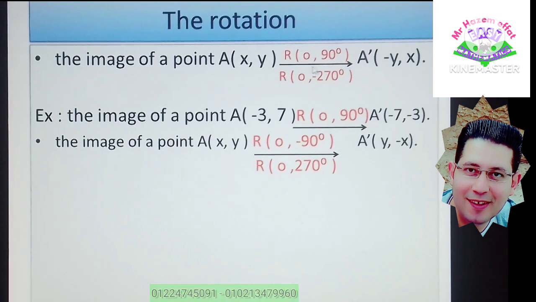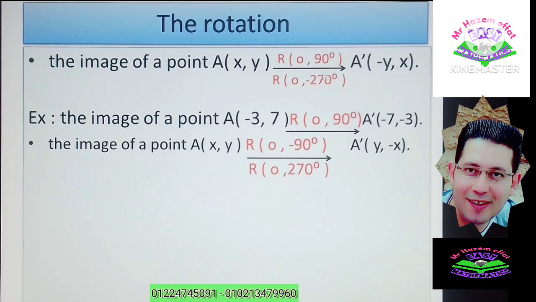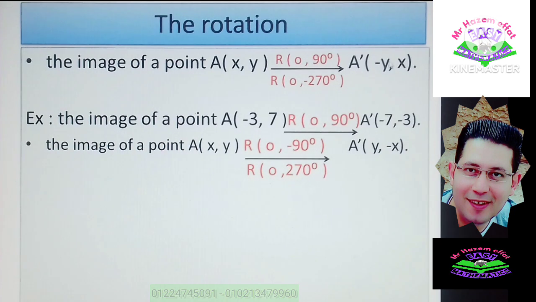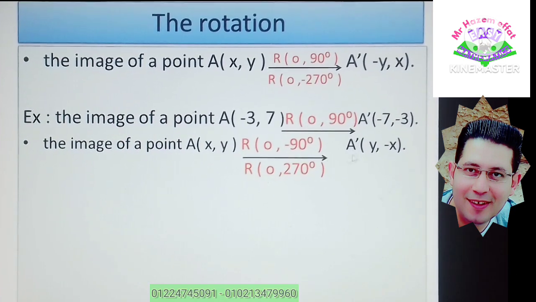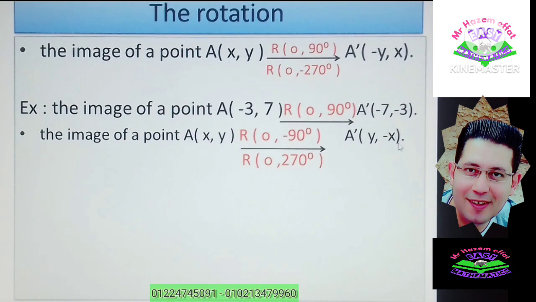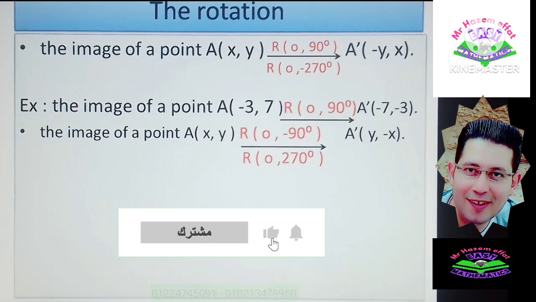If I ask you to make rotation around the origin point with angle 90, I told you before we change both positions of X and Y and change the sign of what? Of the first coordinate, to be negative Y, X. But in this part, I told you to change the position of X and Y and change the sign of what? Of the second part, negative X.